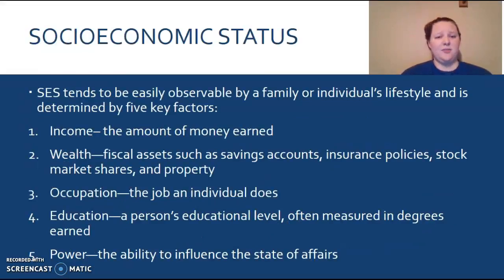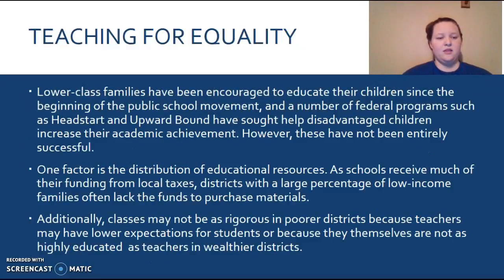So, socioeconomic status. This tends to be easily observable by their lifestyle and is determined by 5 key factors: the income, wealth, occupation, education, and power of a family or individual. So when we teach for equality, we've got to be mindful of all these things.